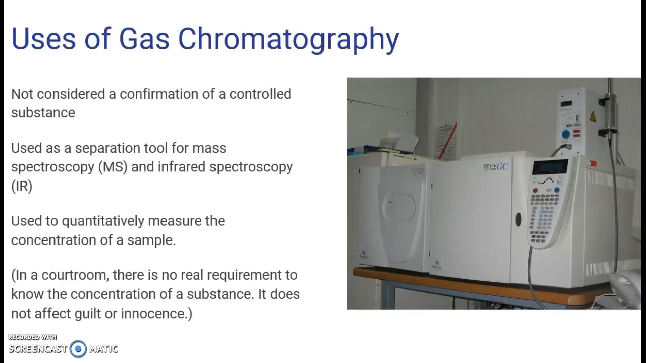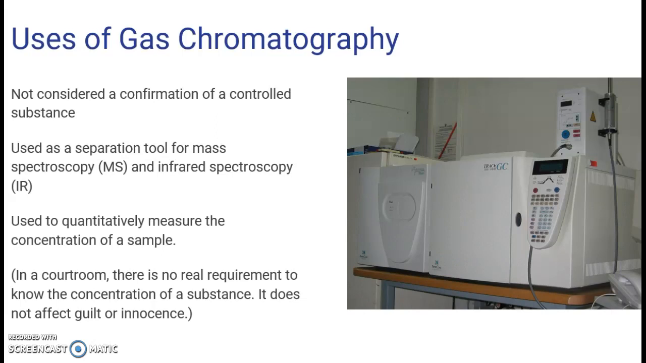There's multiple uses of gas chromatography. Usually you'll see it in combination with mass spec, so GC-MS is usually what you see. It's not considered a confirmation test or a confirmatory test by itself, but used as a separation tool. Then mass spectroscopy, like I said, they're two of the hardest words to say, and infrared spectroscopy can be used to make that final identification.